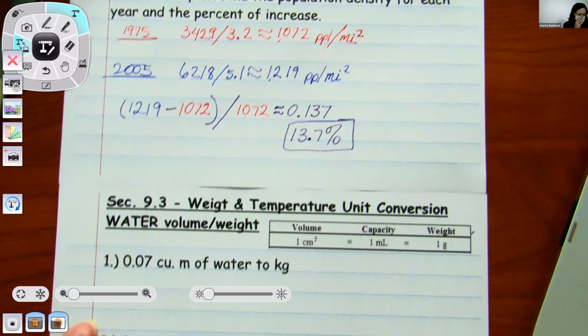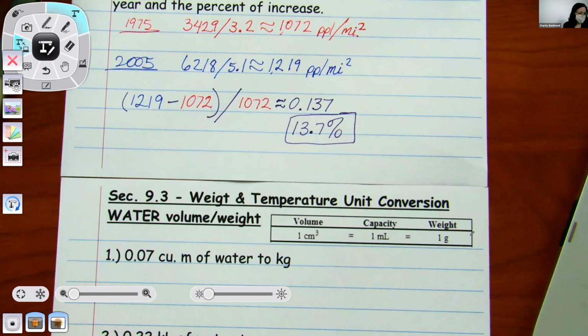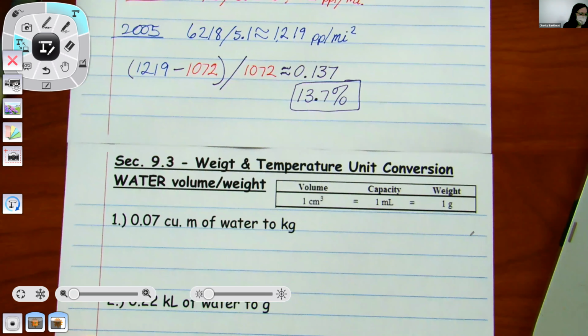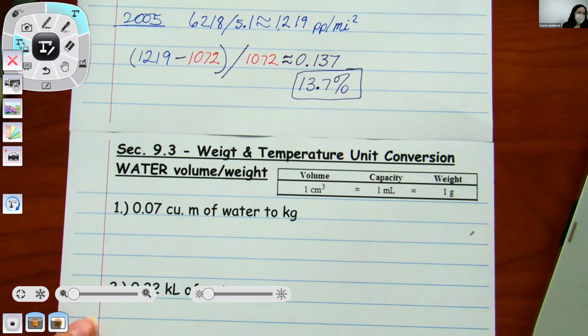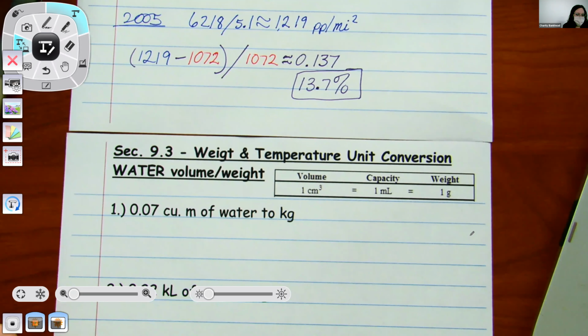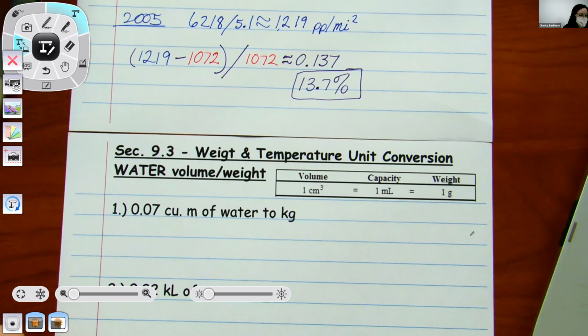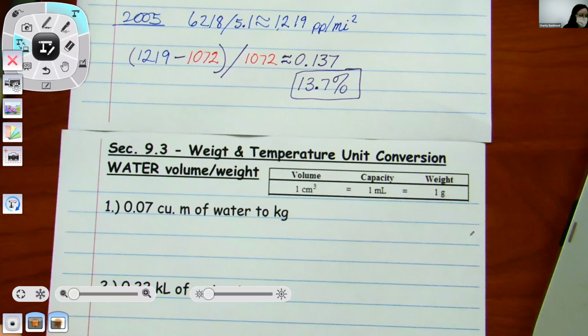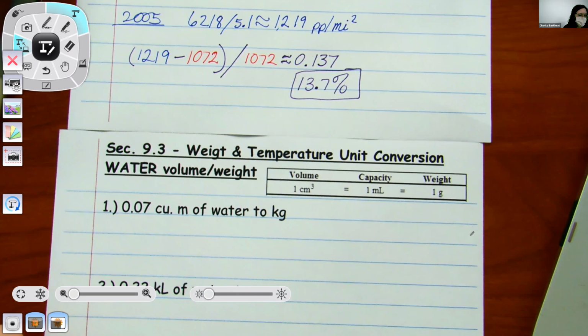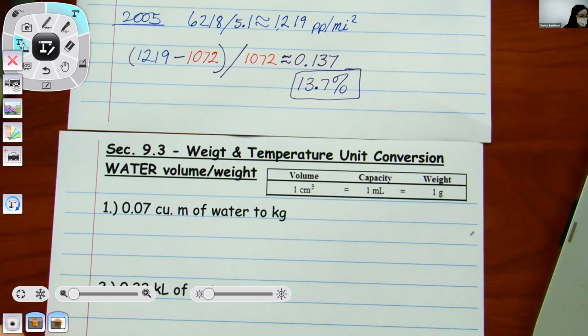9.3. So we're going to talk about weight and temperature in this section. The first couple of problems have to do specifically with the weight of water. We know that 1 milliliter equals 1 cubic centimeter. That's true for all substances, those are just measurements of volume. But if the substance is water, then the weight of that is also equal to 1 gram.